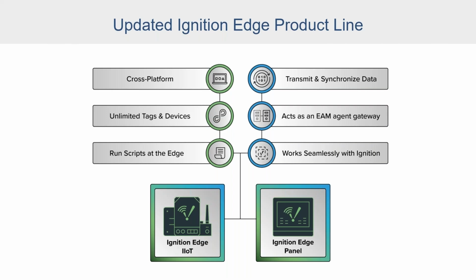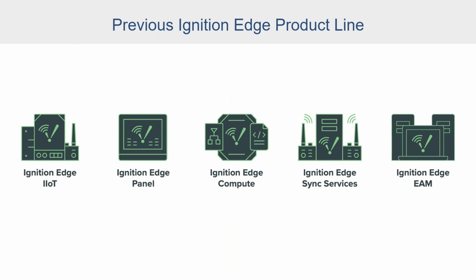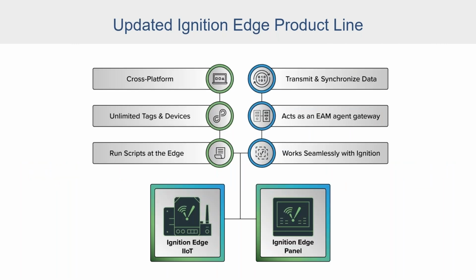And the capabilities of Edge Compute, Edge Sync Services, and Edge EAM all now are included in what was originally Edge IIoT. And so if you look at 4 of these products, Edge IIoT and then skip Panel, but the next 3, Compute, Sync Services, and EAM, those are now all included if you buy Ignition Edge IIoT. And that's not all that we changed. Originally there was a 2-device limitation, and we decided to scratch that limitation and just say it's now unlimited. You can connect to as many devices as you want.